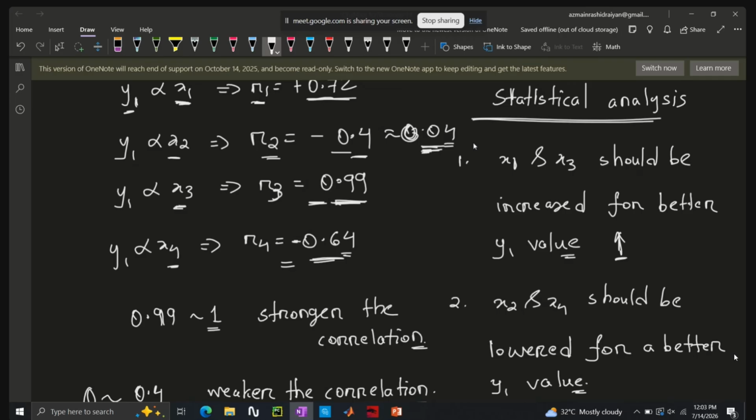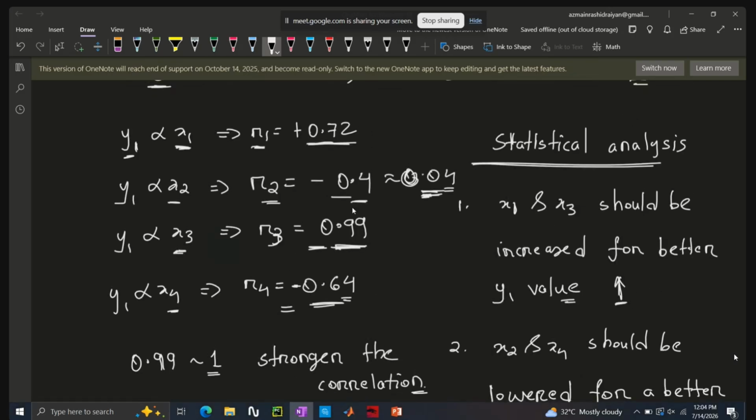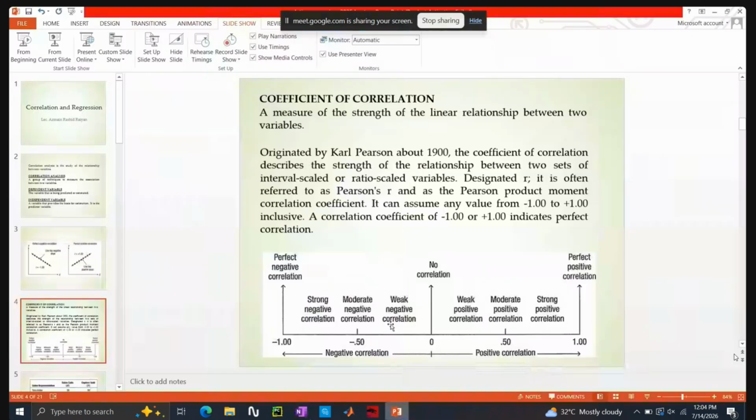This is how you can set an order of preference when you are optimizing, or if you are designing any system, you will be able to set a standard or order of preference based on which input parameters you will be prioritizing. So this is basically the purpose of correlation and regression modeling. Is it clear up to now? Yes, sir. All right, so let's move on.